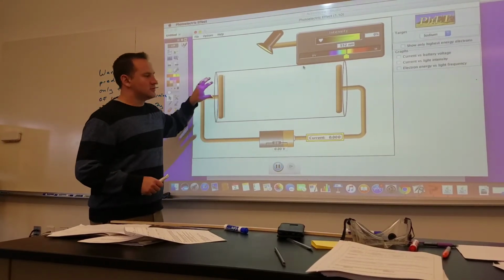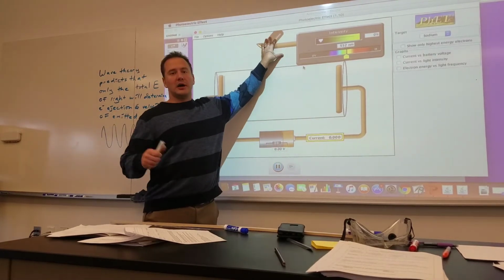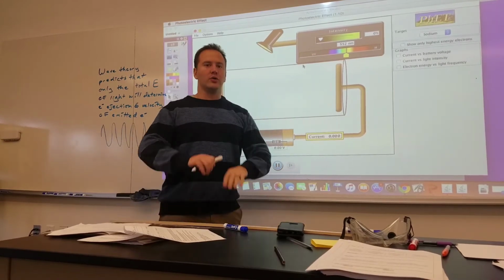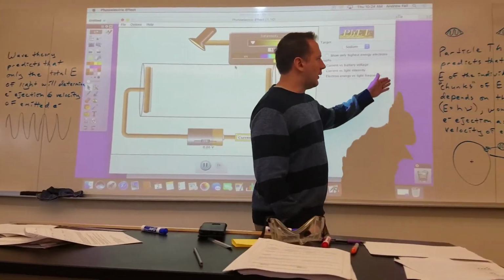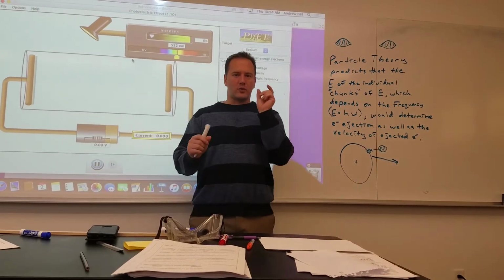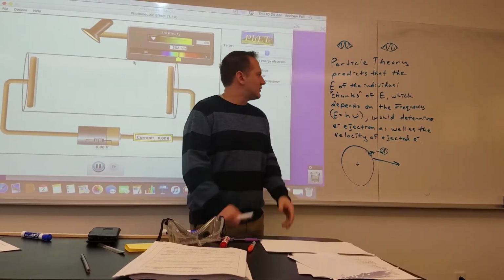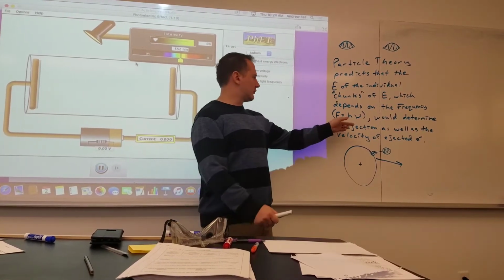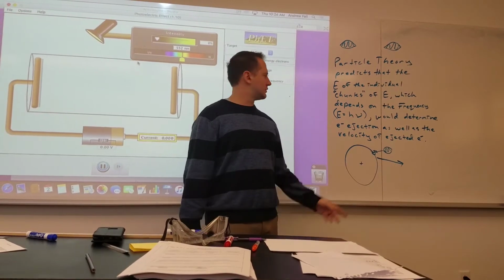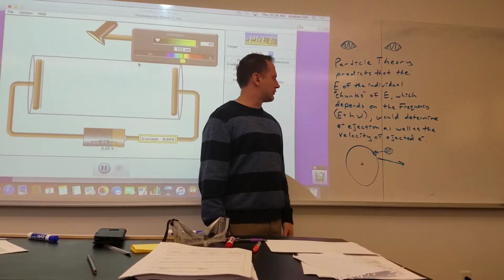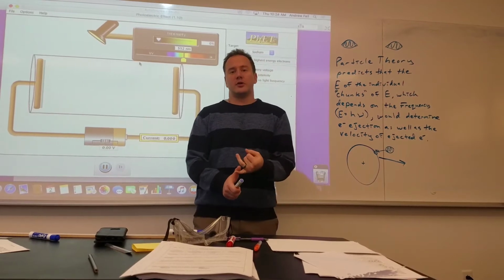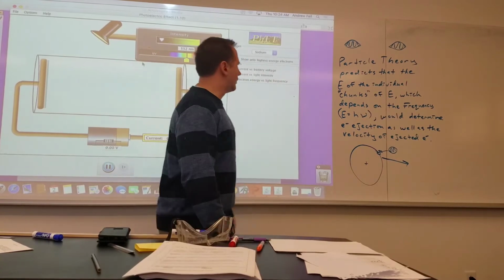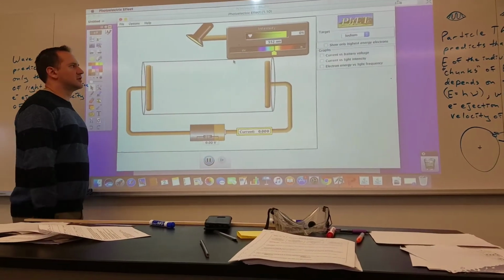So light shines on the metal, electrons get ejected, and all that would matter according to the classical physics theory, the wave nature of light, would be the total energy being applied. The particle theory, however, predicts that the light comes in little quantized chunks, or packets of energy, and the energy of those chunks depends on the frequency, according to Planck's equation: energy is a constant times the frequency. So only the frequency would determine whether or not electrons get ejected and the energy with which they get ejected. We're going to mess around with this and take a look at a couple of different scenarios.